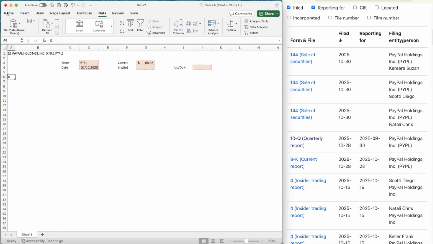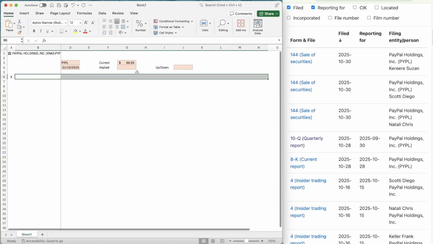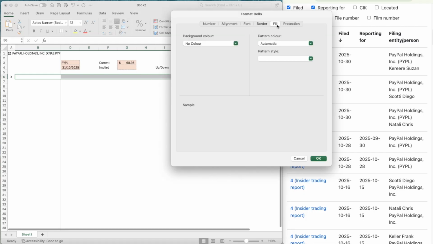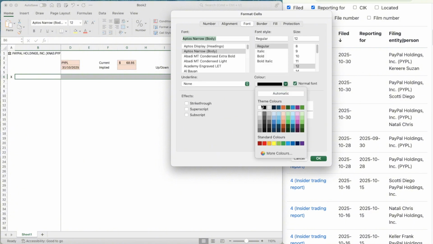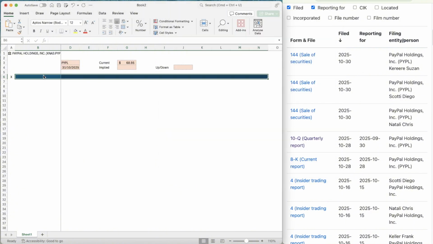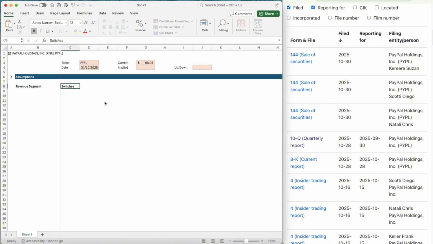Put an X in here, come home, enter it, then select up to about N. Go fill, use this navy. There we go. It's sort of the PayPal colors. So yeah, revenue segment. We'll come on to pulling the statements up in a second, which is bear, base, full.